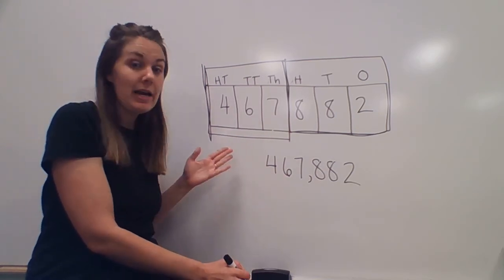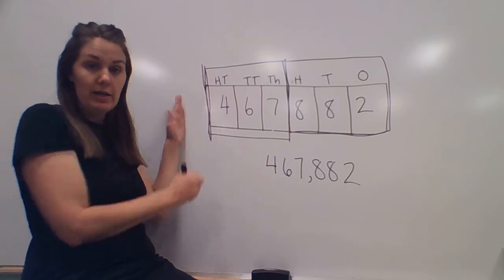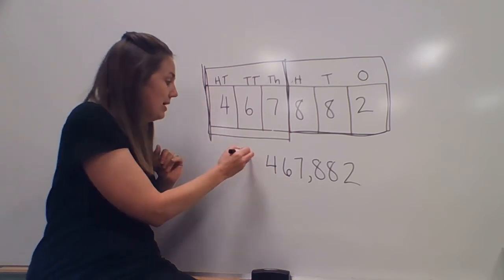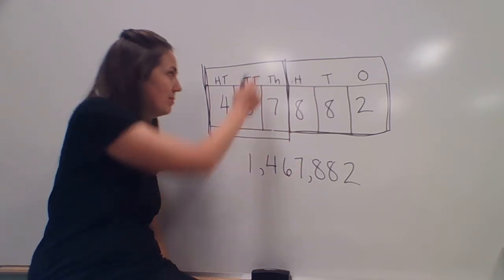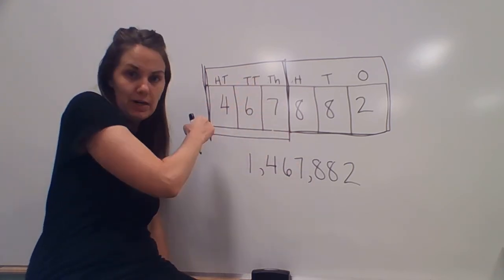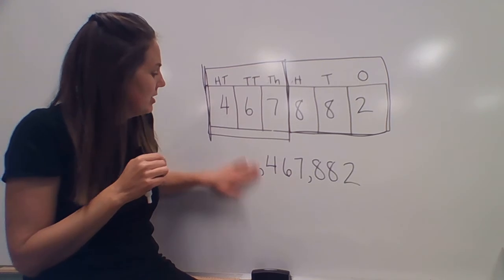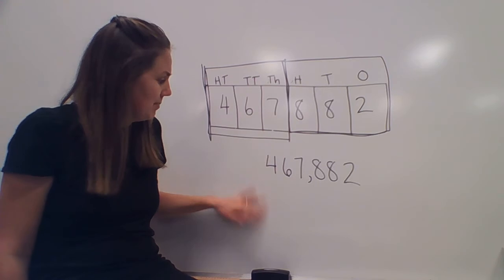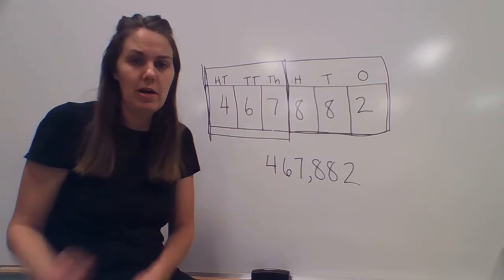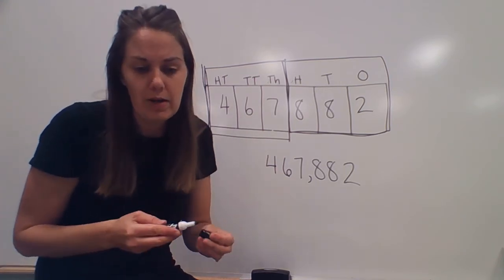Now, if I had one more number in the millions, if I added one more millions, then I would have another comma to show that I completed my thousands period. But since we're not doing that, we're not going to have a comma just hanging out at the beginning. The commas separate them, so we're just starting with our number as 4.